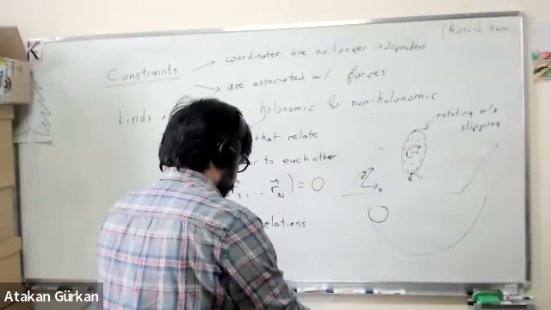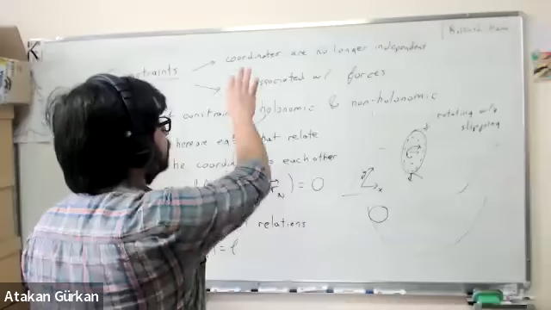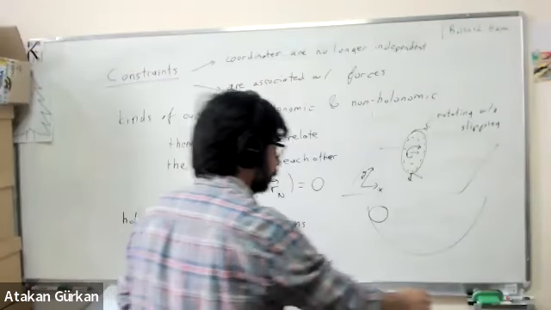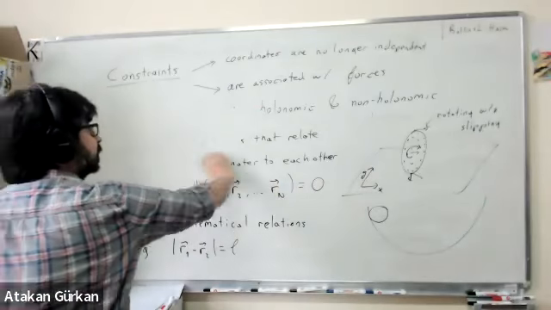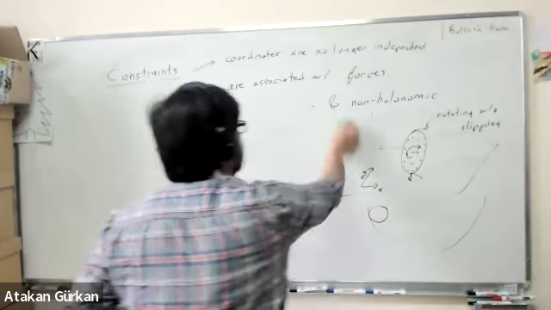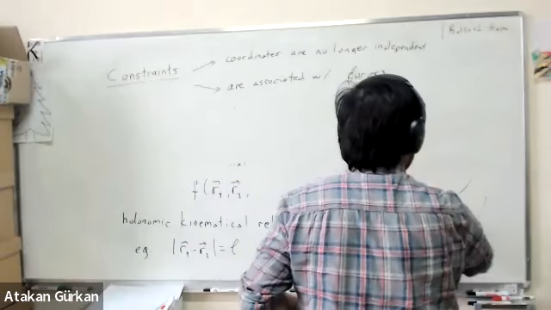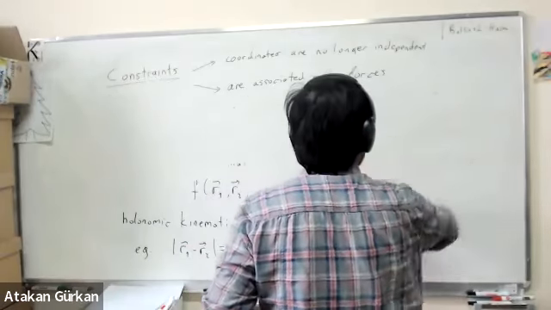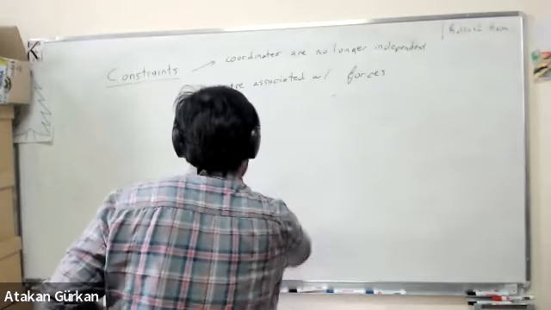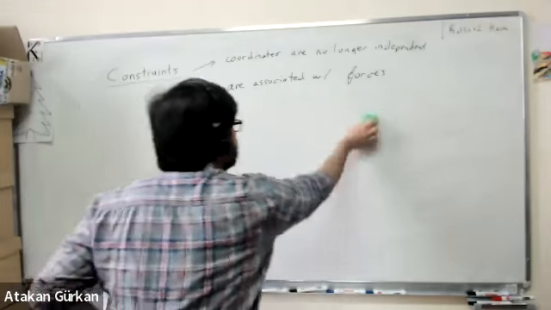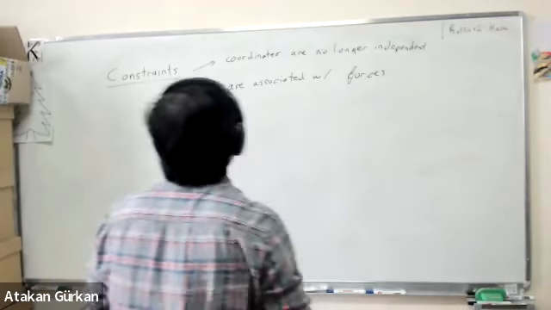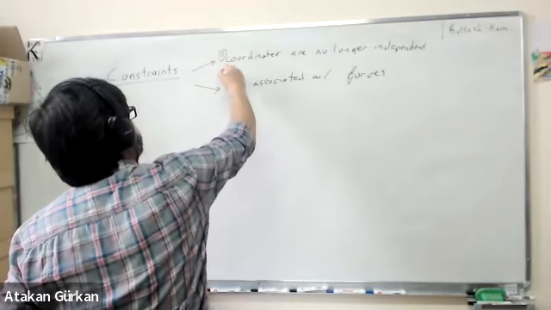Okay. Now, these difficulties, how do we handle them? The coordinates are not independent of each other, and there are some forces associated with these constraints. So the first one, in the case of holonomic constraints, there are these.